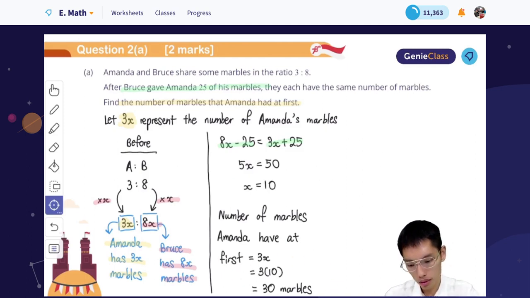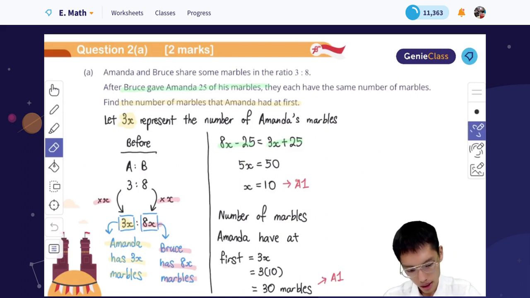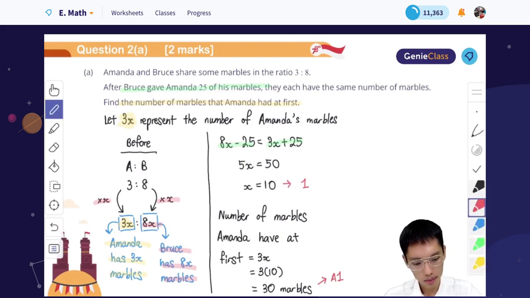So where do the 2 marks come from? The first mark, okay, it seems very little, but it's to get the variable over here somehow or other, some x, some variable in between. Second is actually to get the number of marbles. This is 1 mark, method mark. Okay, so this is for 2a.